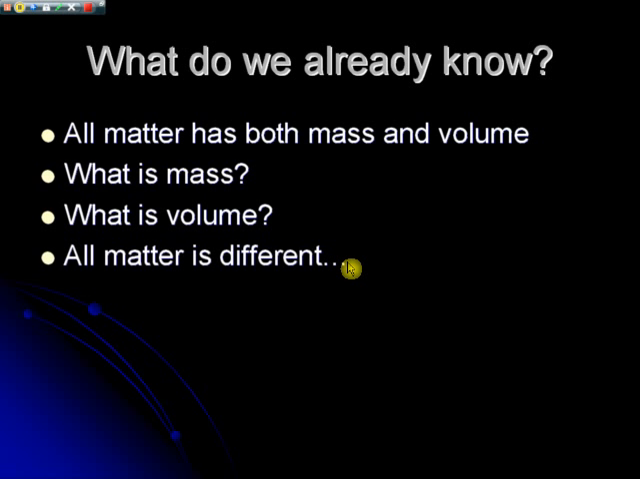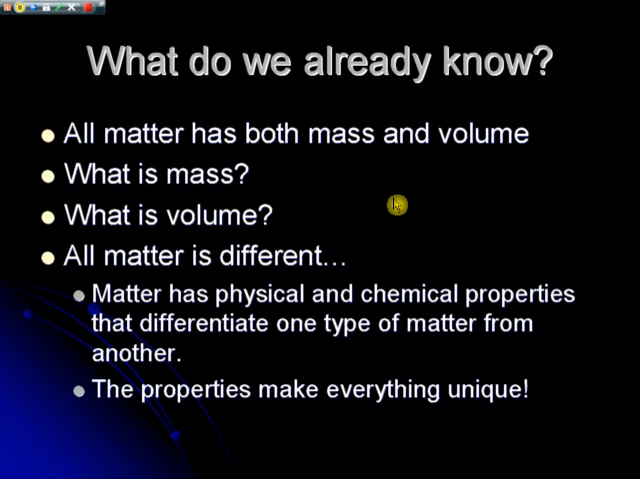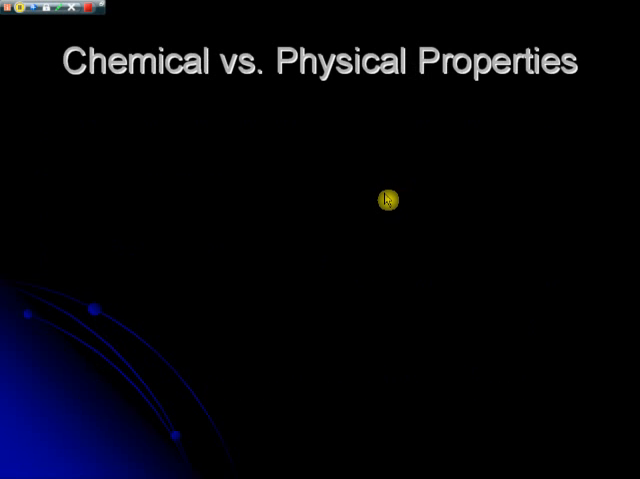Okay. All matter is different. They all share those two things in common. All matter has both mass and volume. But the things around us are different. Our desk is different than our pen and our pencil and the sink and the countertop and the computer. All that stuff is different and has different physical and chemical properties. Matter has physical and chemical properties that differentiate one type of matter from another. The properties make everything unique.